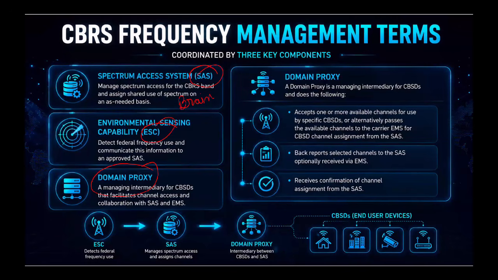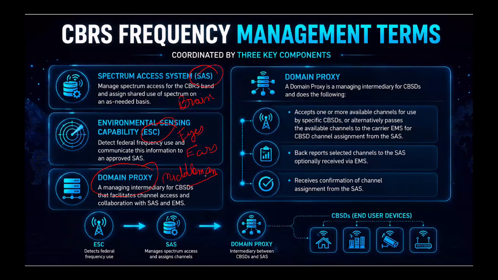Second one is the ESC. You can say that ESC is the eyes and ears of the system. ESC sensors monitor for protected federal radar activity, mostly in the coastal areas. When protected radar is detected, the information is sent to SAS. SAS can then instruct different CBSDs to move to another channel or stop transmitting as required. So again, whenever ESC detects something, it informs SAS, and SAS takes action based on the ESC information. The third one is the domain proxy. As I said earlier, it acts as a middleman.